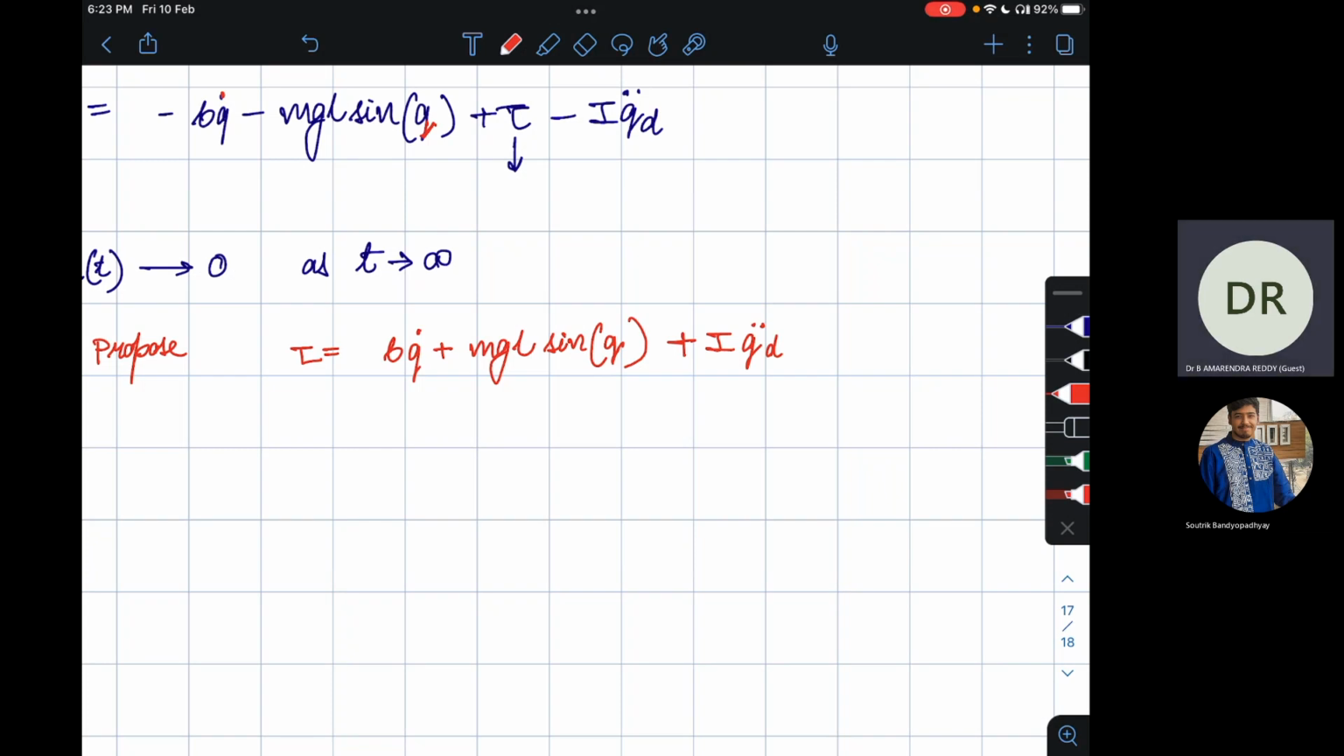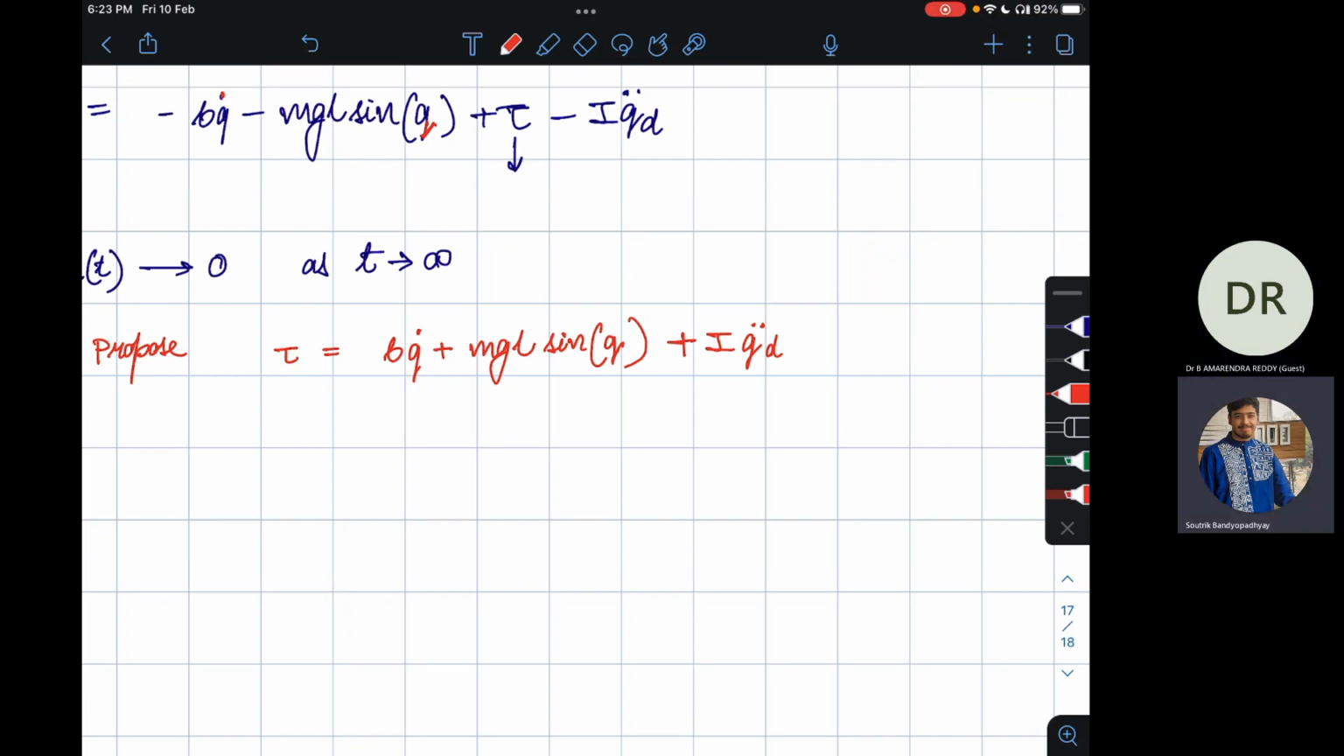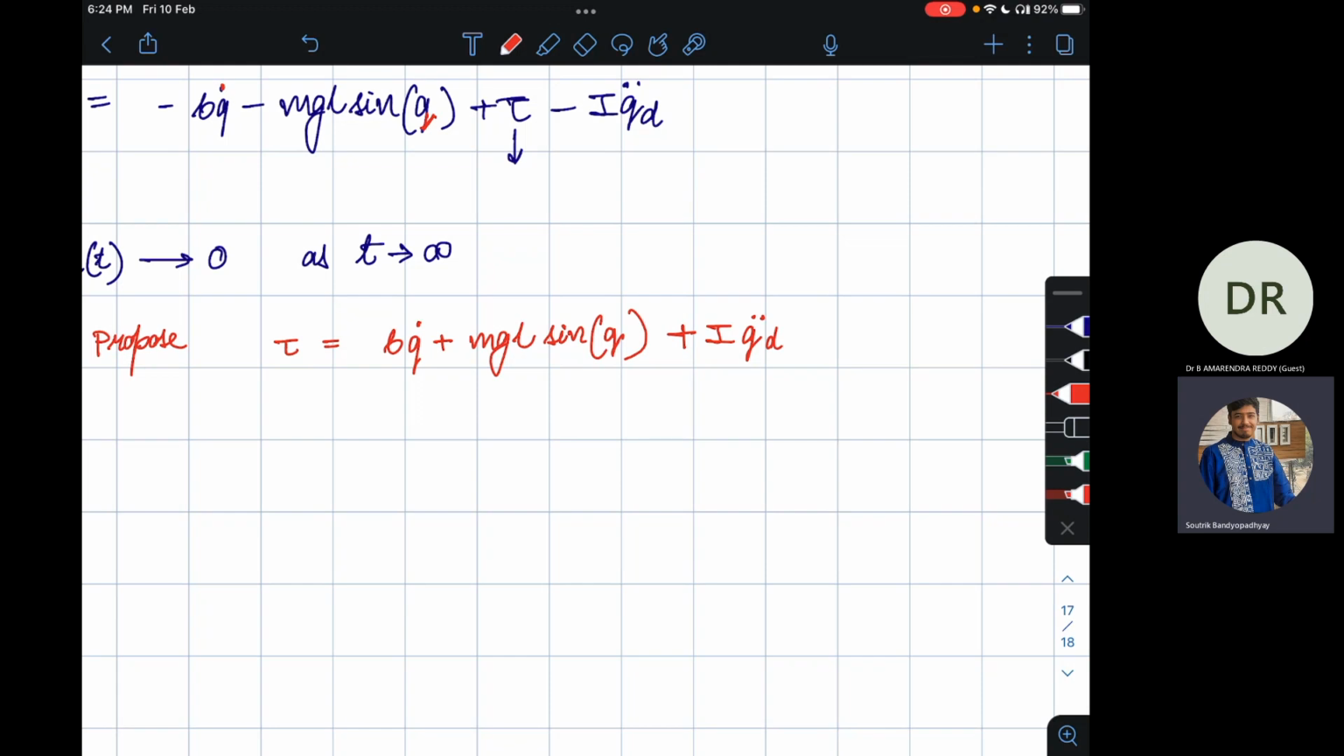No, so if you provide the information of IQD double dot in the controller, then you could easily cancel it out over here. So you don't need this QD double dot to be asymptotically going to 0. You can easily cancel it out, right? So just this control will suffice.